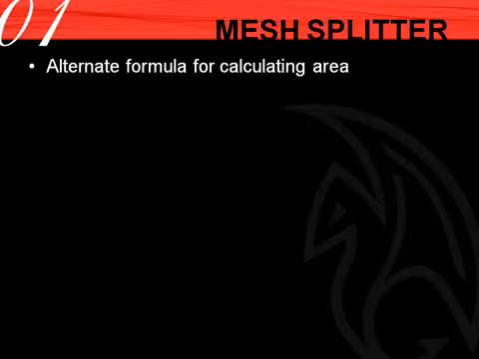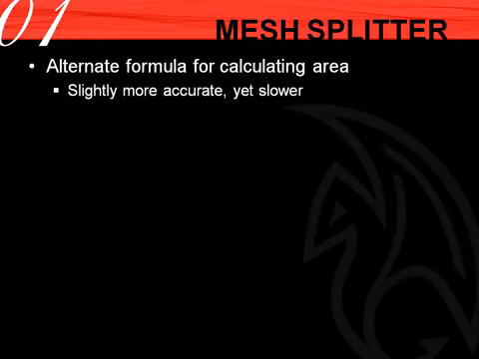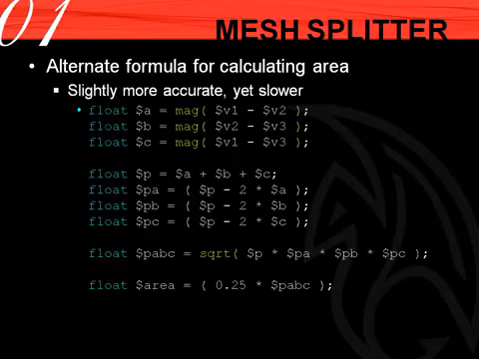Just before we continue, some people who know a little bit more about advanced mathematics may say that there is a more accurate method for calculating the area of a triangle as compared to length times width divided by 2. It's true. There is a more accurate yet slower version. It's this. Again, I wanted to try to keep things simple for this presentation. So here it is if you would like to use it.